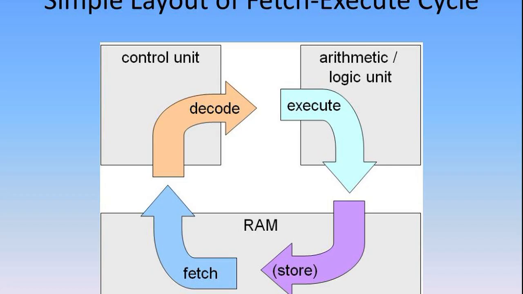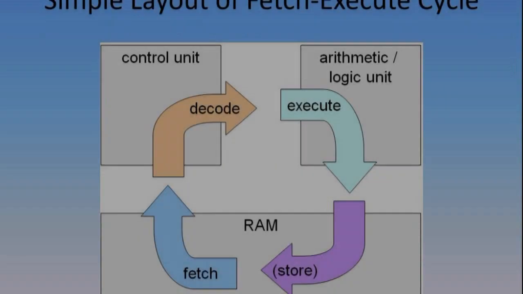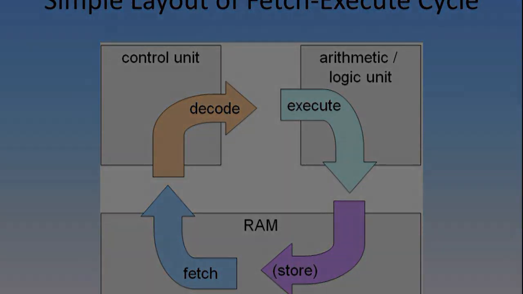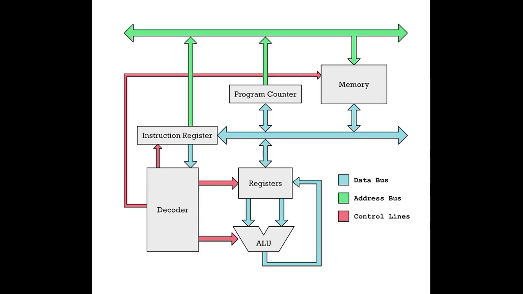3. Execute. Perform the operation. The arithmetic logic unit, that is the ALU, or other functional units carry out the operation, for example arithmetic, logic, or data transfer. The result is stored in a specified location, that is the register or memory. The CPU updates any status flags, for example zero or carry, if necessary.